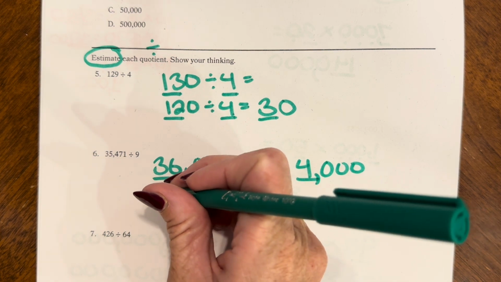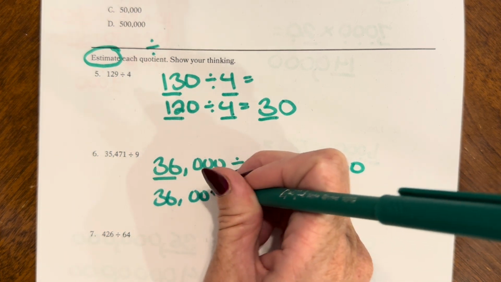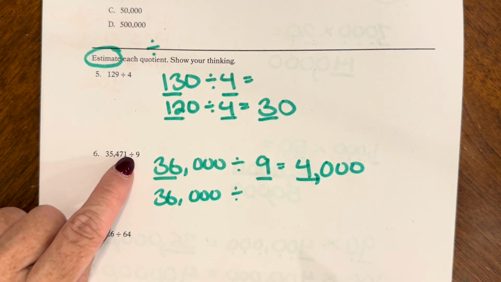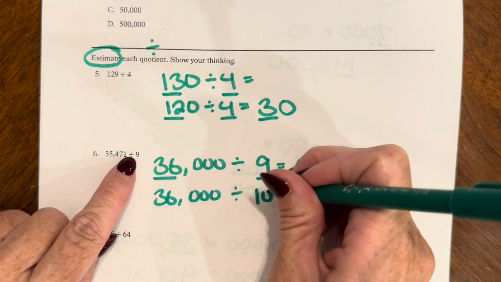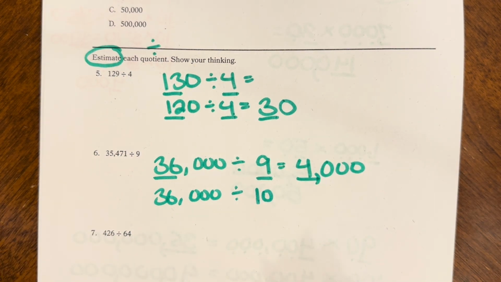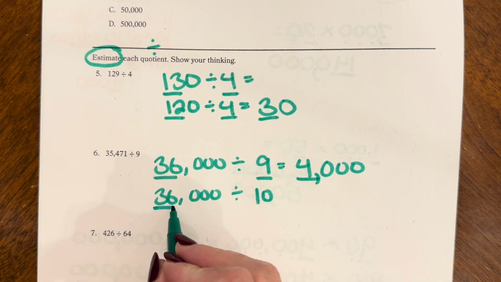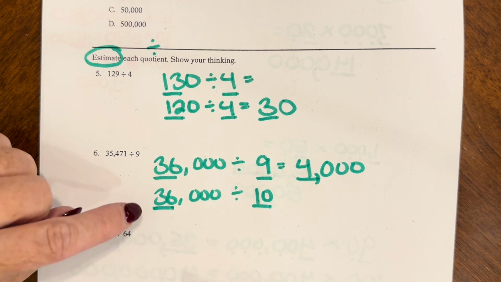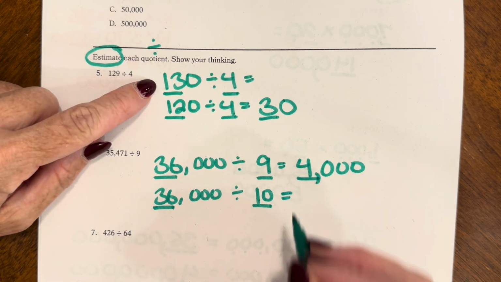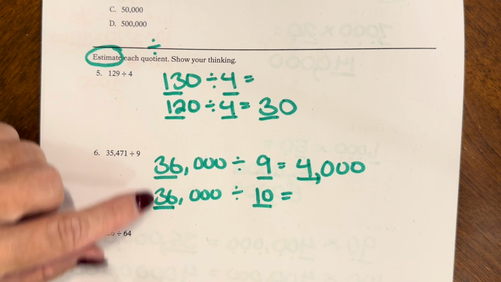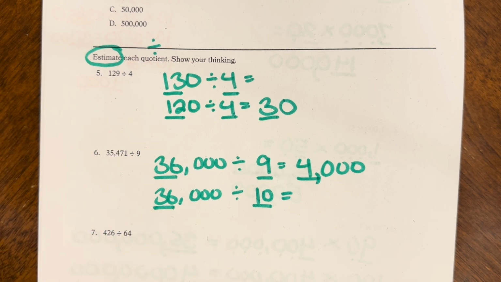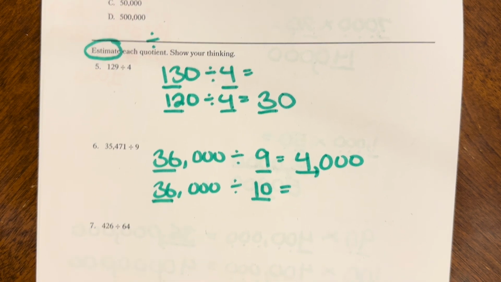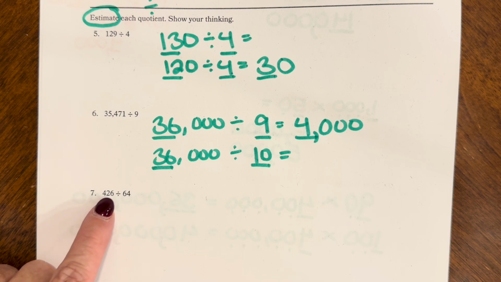You might have changed this though to 36,000, and then maybe you decided to round your 9 to a 10. And that would have been a good idea, except what would happen? We would say 36 divided by 10, and then we would end up in the same problem as we did up here. So we would have wanted to adjust it to make it work easily. Okay, let's look at our last one together.